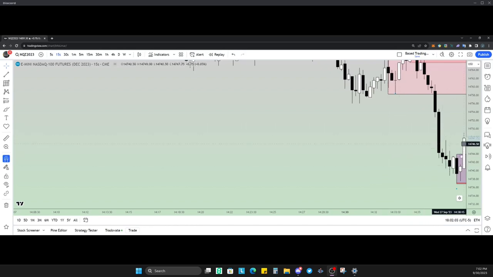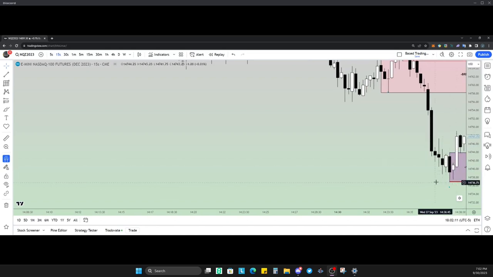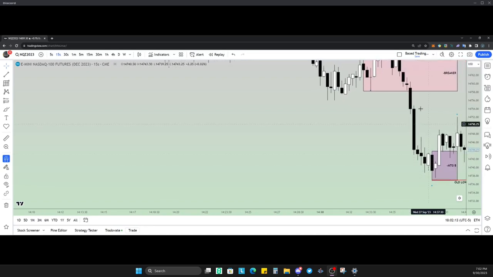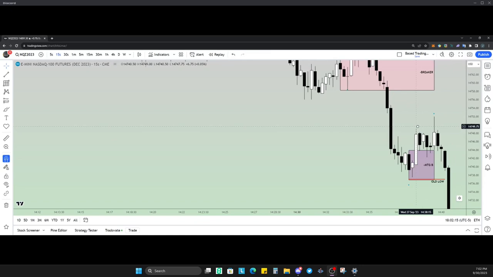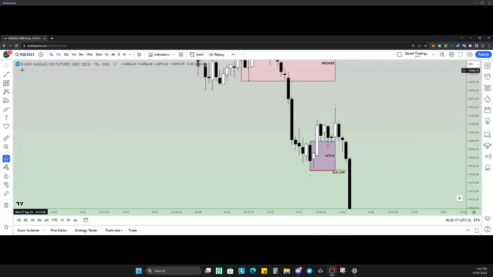Again, we're not seeing this as a breaker. It is, but we're going to get to that in a second. We're looking at this relative to this matrix. And then once it forms its old low and it starts coming back up into this dealing range, it starts another PD array matrix all over again. So that's where they blend together, like the ends of these blend together.